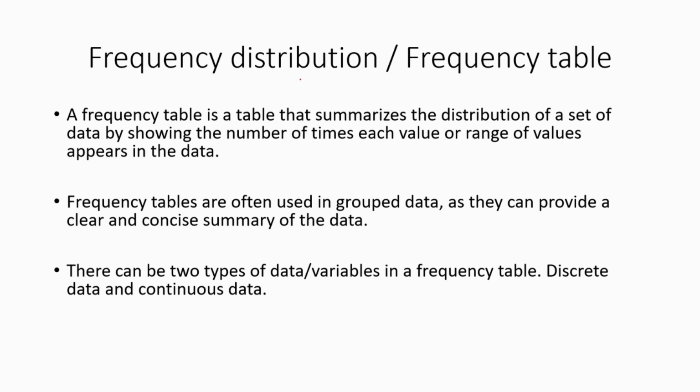Now let's discuss the frequency distribution or the frequency table we just discussed earlier. A frequency table is a table that summarizes the distribution of a set of data by showing the number of times each value or range of values appears in the data. Frequency tables are often used with grouped data as they can provide a clear and concise summary of the data. There can be two types of data or variables in a frequency table.